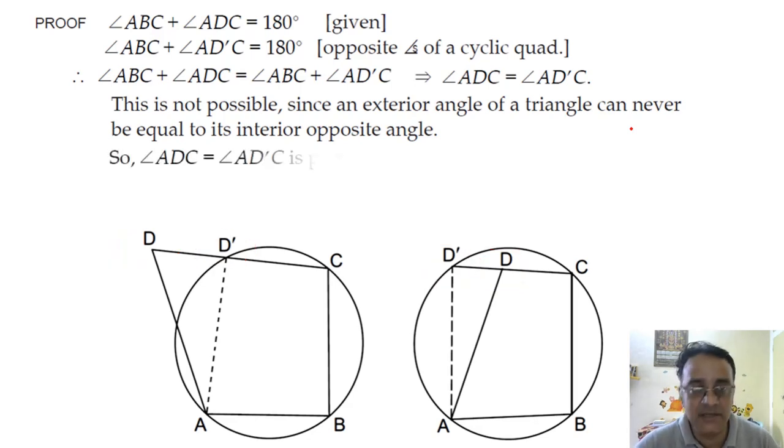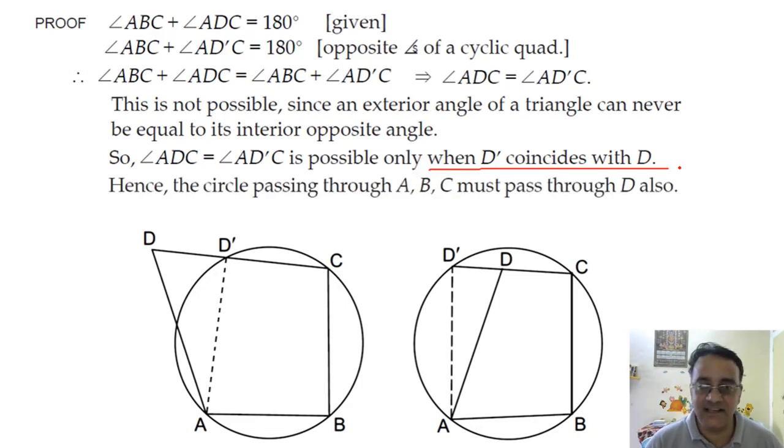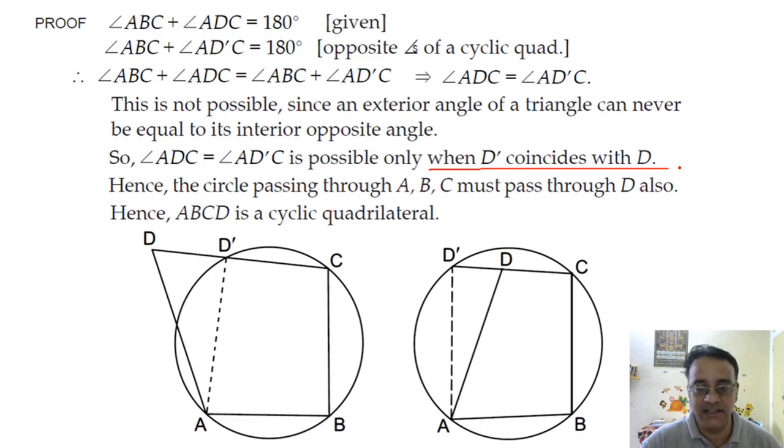And when is it possible? When D dash coincides with D. Hence the circle passing through ABC must pass through D also. Hence ABCD is a cyclic quadrilateral. Any doubt? No, sir.